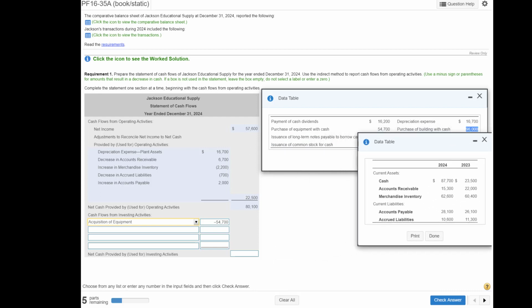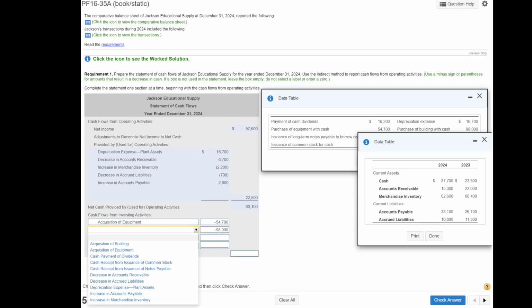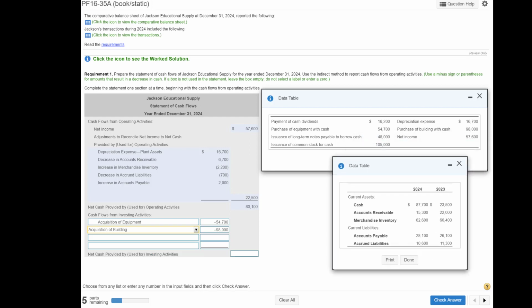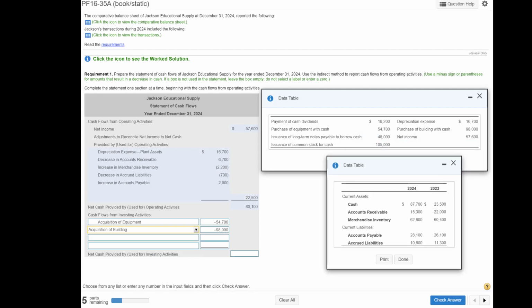Here we go. Purchase a building with cash. So since we purchased that building, cash is going down, 98,000. Acquisition of building. Anything else? No other long-term assets. So what we're going to do now is take 54,700, add it to 98,000, and we get minus 152,700. So we used up a bunch of cash to buy long-term assets, in particular equipment and building.